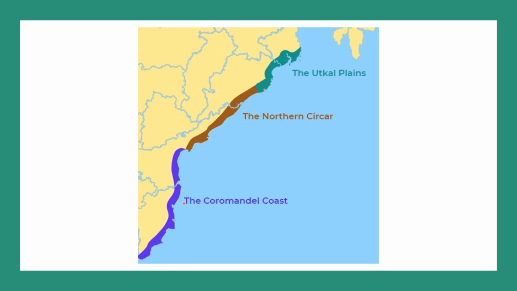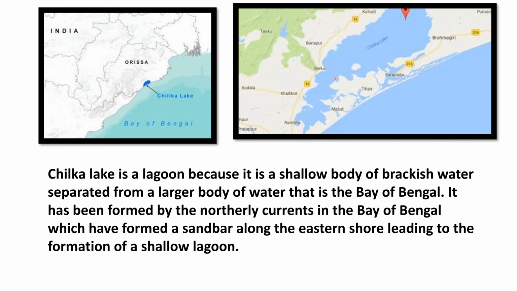The eastern coastal plain too has several huge lagoons. One such lagoon is the Chilka. Further south, we have another very important lagoon, known as Pulicat Lake. Now, Chilka Lake is a lagoon because it is a shallow body of brackish water. Brackish means salty water, and it is separated from a larger body, that is the Bay of Bengal.